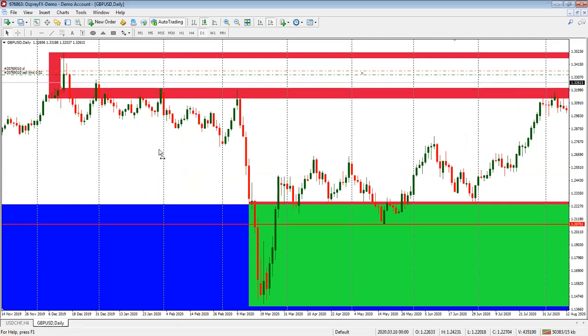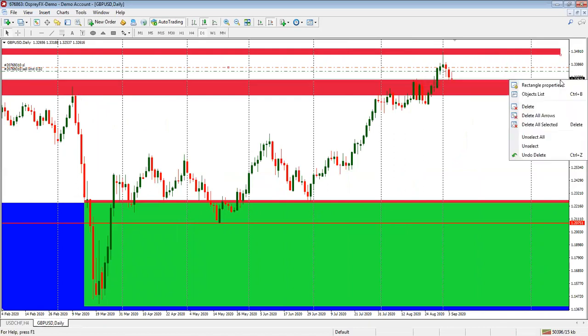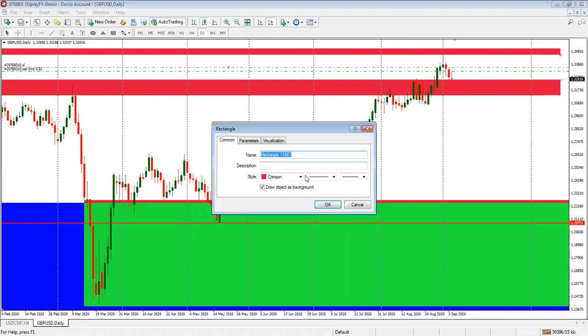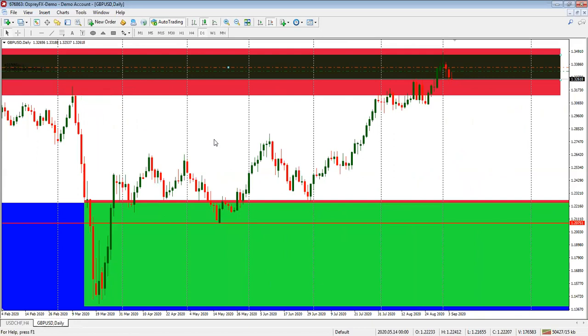I'll change my color here. This is my area of daily supply. So you are not allowed to buy inside the daily supply. Are you still with me? It is not allowed to buy when price is inside the daily, weekly, and even monthly area of supply. Now the daily area of demand can be found around here.